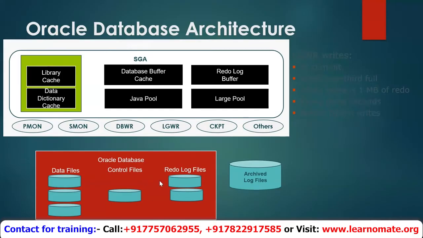So for GoldenGate, these are the files from where GoldenGate reads the data. It captures the changed data. Whatever data is getting changed in the database, it captures that. But the question comes, how does data get written into these redo log files?